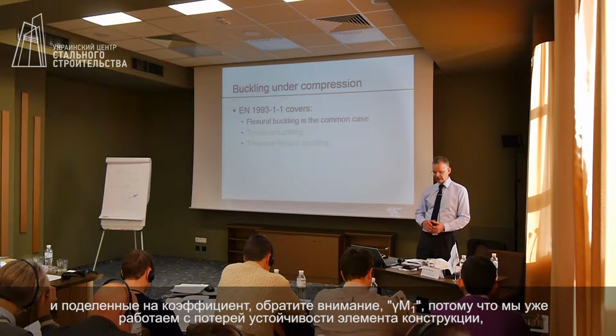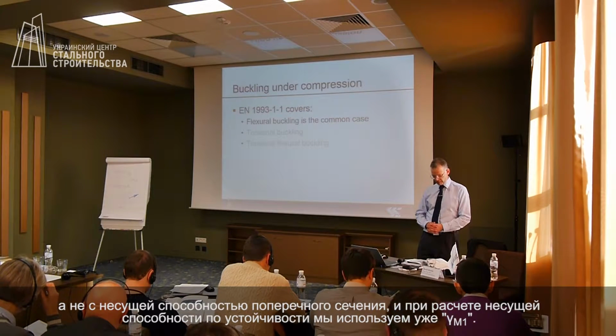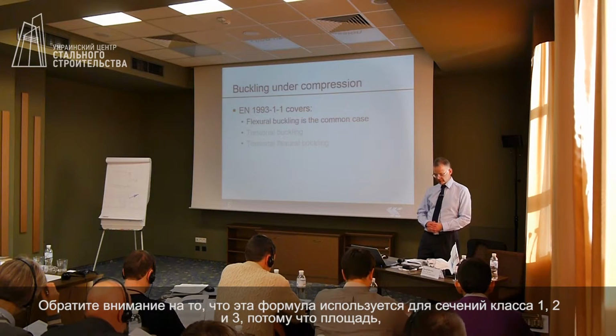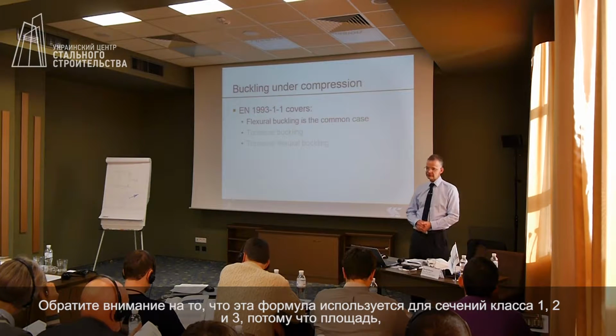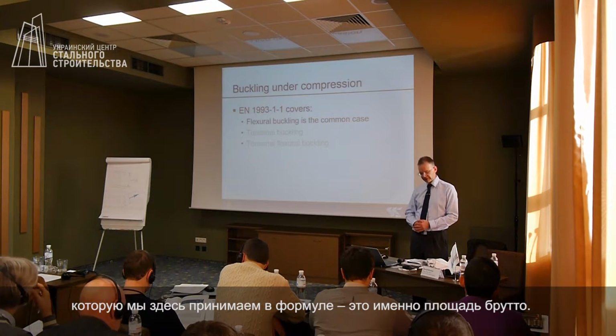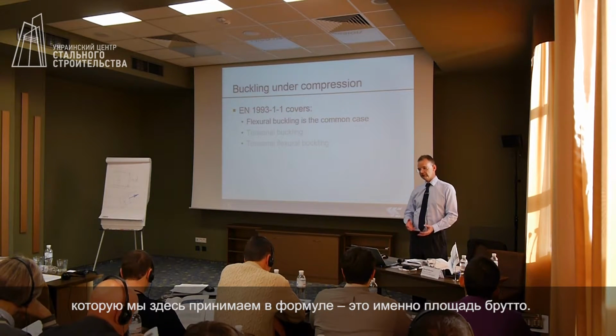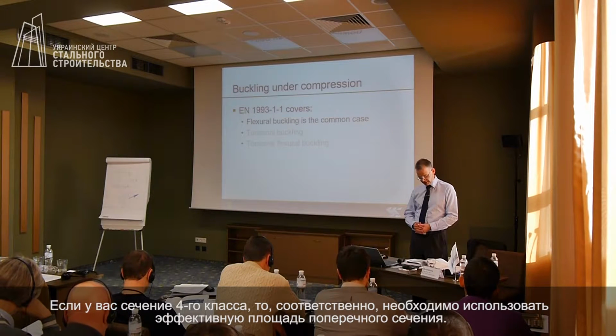Now we are dealing with buckling, and buckling involves gamma M1. Notice that that formula is for class 1, 2 and 3 sections, because the area in that formula is the gross area. If you were in a class 4 section, you would replace the area there with the effective area.